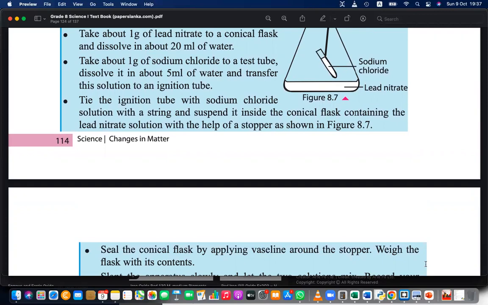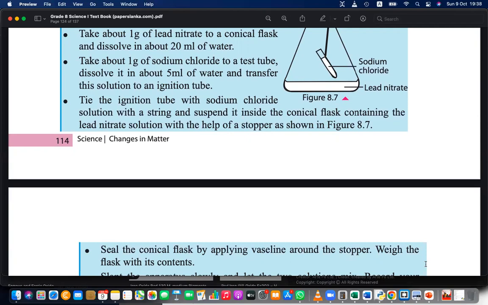I asked you to write down the types of chemical reactions. There were 4 types and I asked you to write them down. Okay, anyway, so what will be the result? What will be the result?